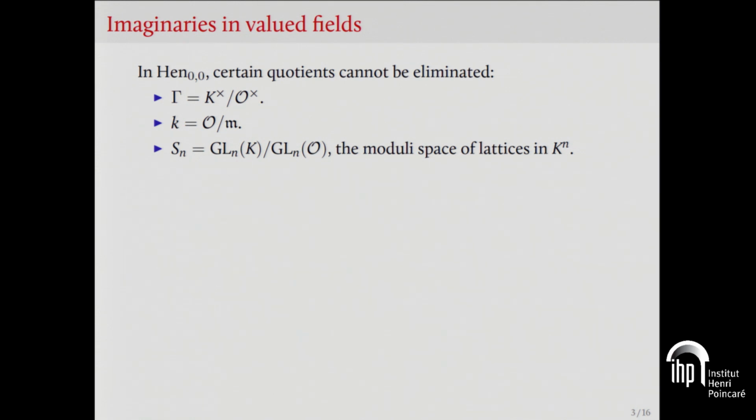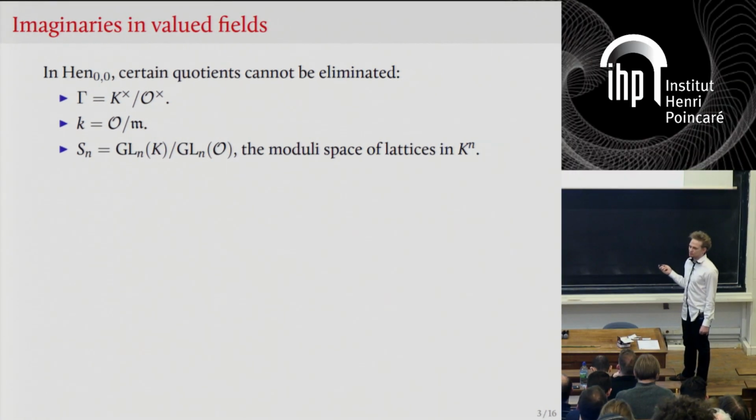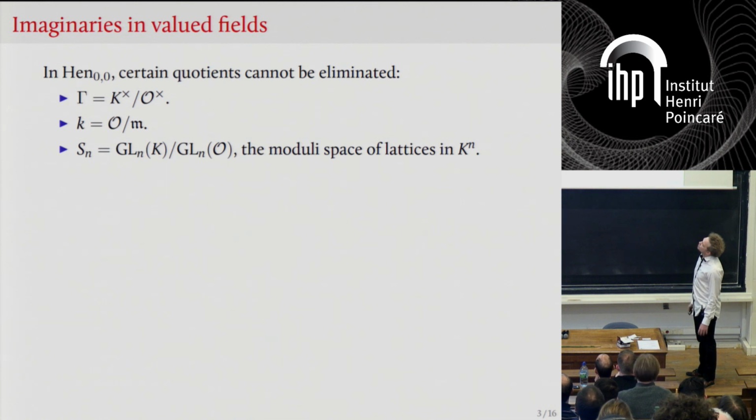So this set here actually appears elsewhere in the literature. It's the moduli space of lattices of K^n, that is, free rank n O-submodules of K^n. And why is it this set? Because it's essentially given by choosing a basis, and two bases give you the same lattice if they're conjugated by GL_n(O). And so why do I say that this is a higher dimension version of gamma? Well, because if you look at it, S_1 is exactly gamma.